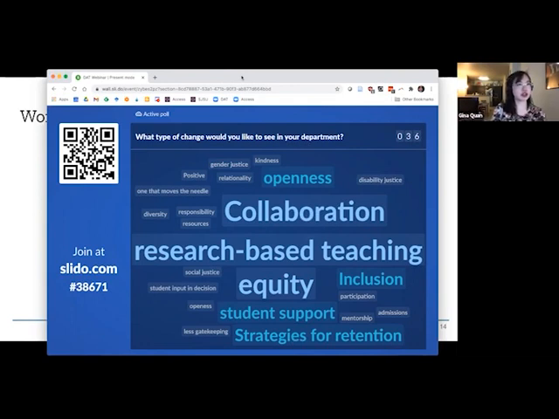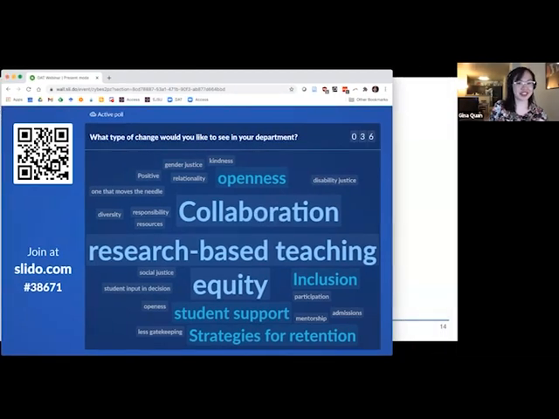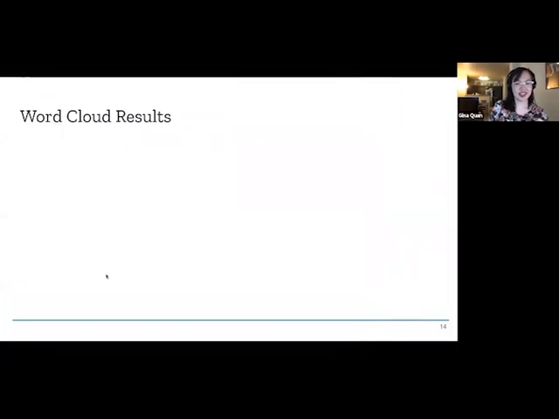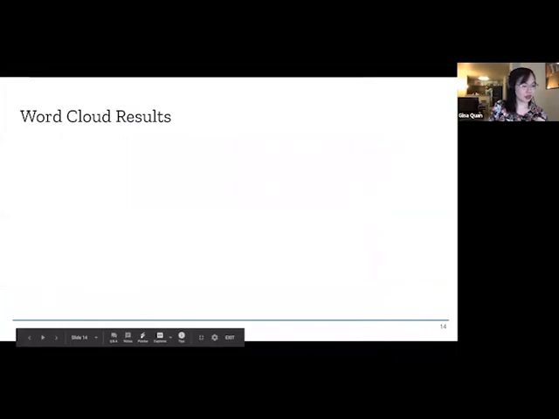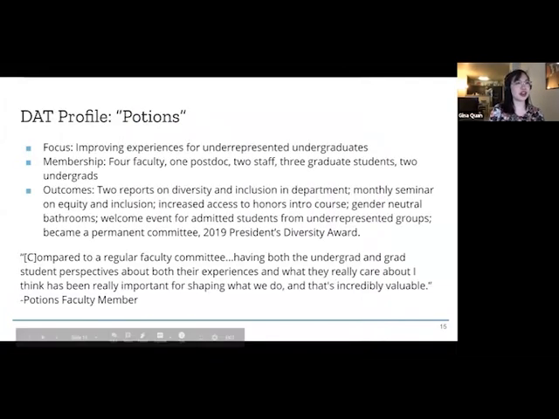a few descriptions of some of the DATs that we've worked with, but I think we're just going to focus on 3 of them. Potions, summoning, and divination are the names that we call the DATs that we'll be looking at today. So I think potions is up first with Joel.